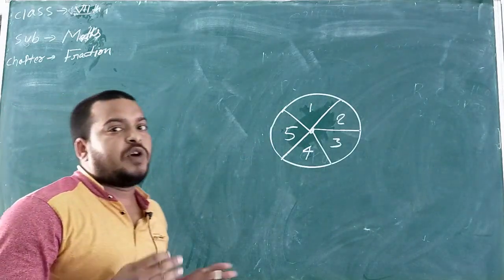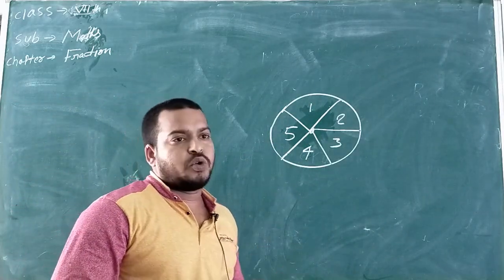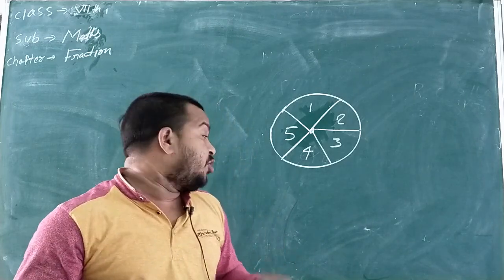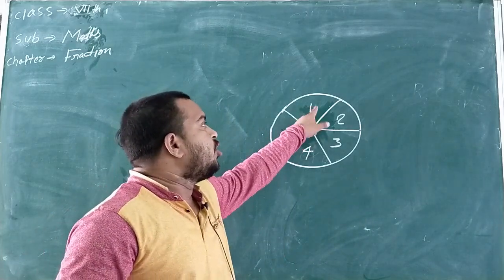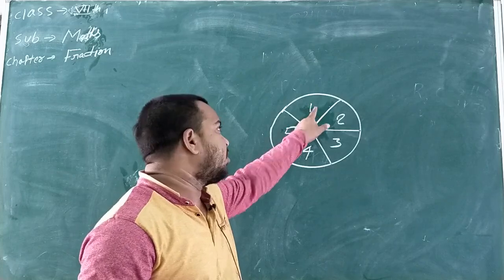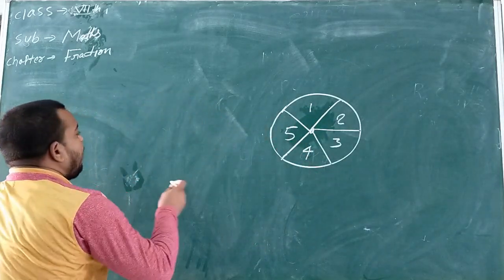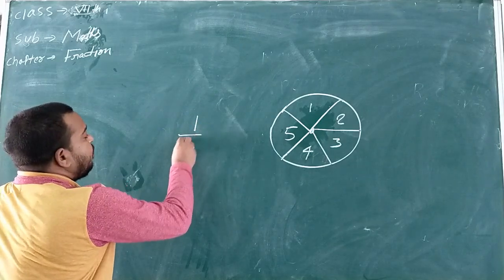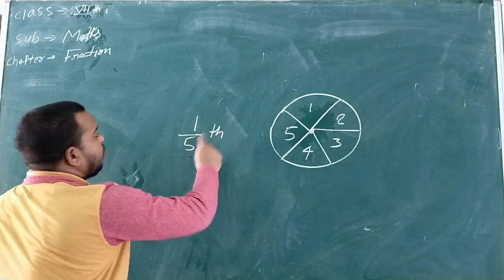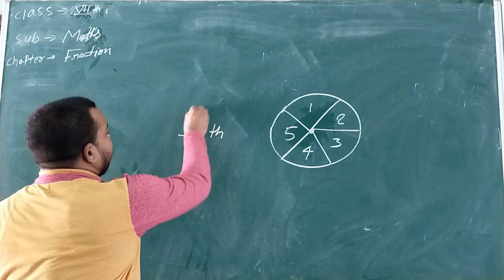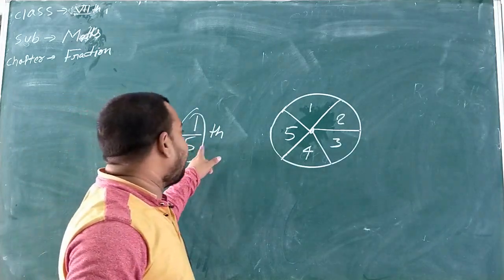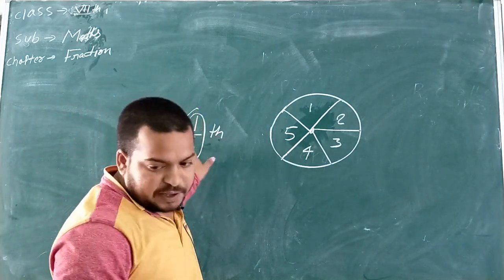Can you say that you have eaten all the pizza? No. You cannot say that, because you have just eaten a part of it. So which part of the pizza have you eaten? You have eaten 1/5 part of the pizza. So what is 1/5? 1/5 is nothing but a fraction.